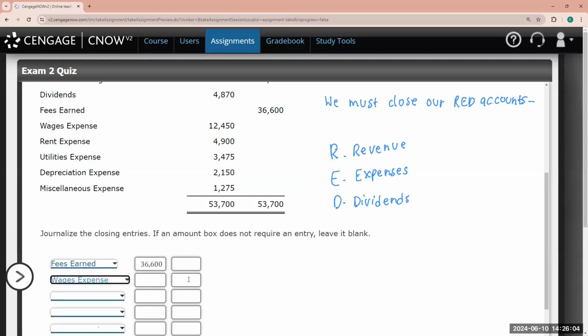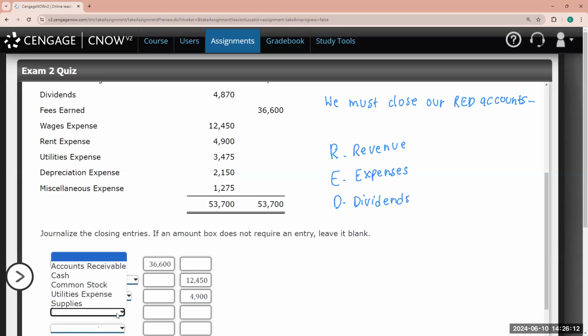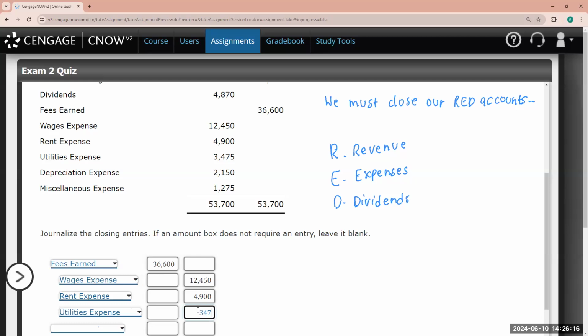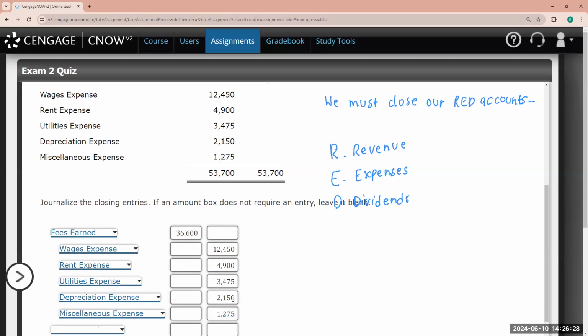And now the next part of the problem is, we need to also close out our expense accounts. So we close out our wages expense for $12,450. We close out our rent expense for $4,900. Our utilities expense for $3,475. Our depreciation expense for $2,150. And our miscellaneous expense for $1,275.